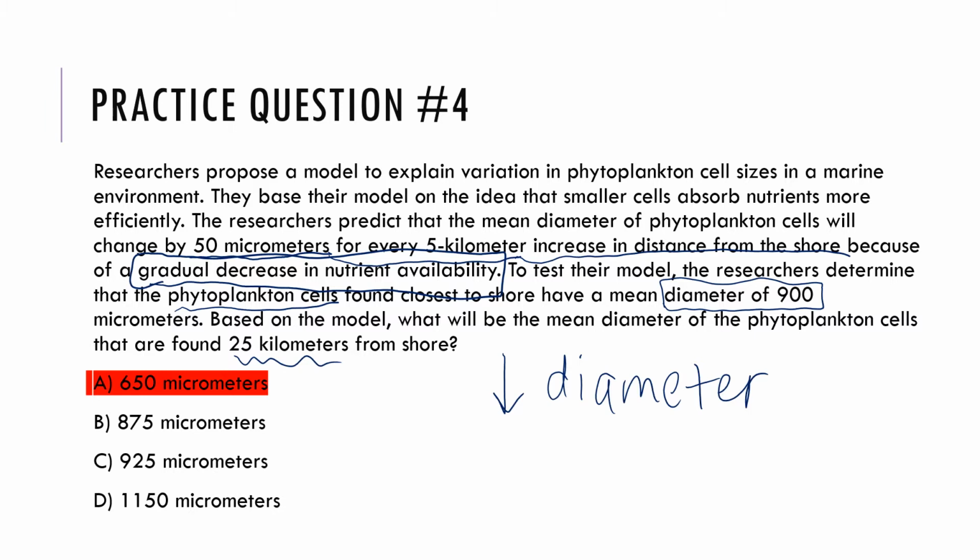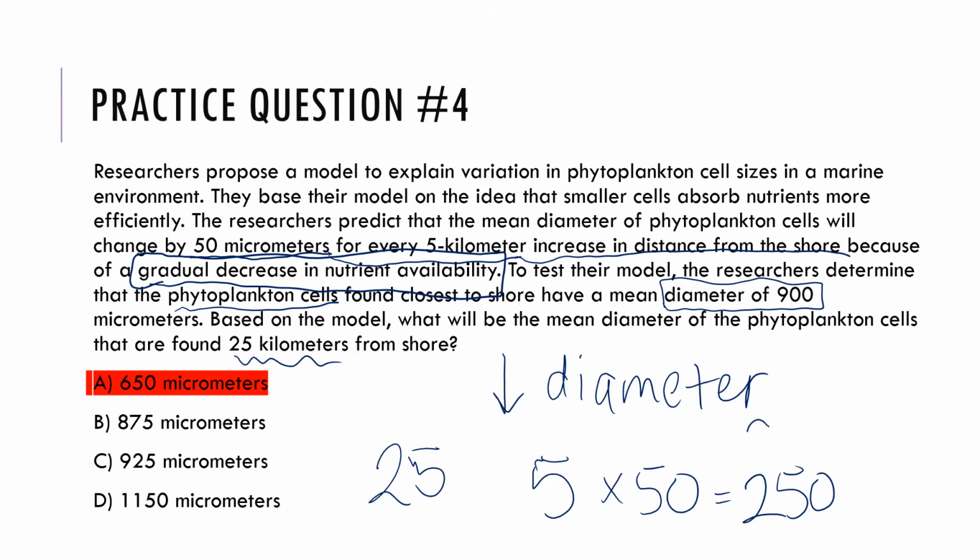So we're going to decrease the diameter 50 micrometers every 5-kilometer increase. So 25 kilometers, that is 5 kilometers 5 times. So we need to just say 5 times 50. That will give us 250. Subtract that from 900, and you get the answer of 650.